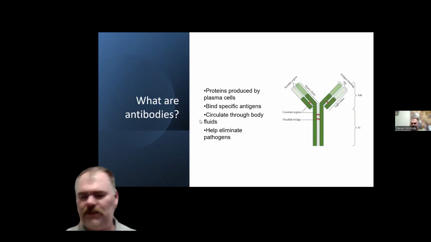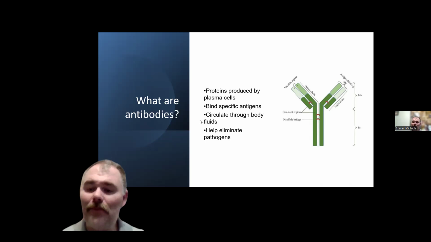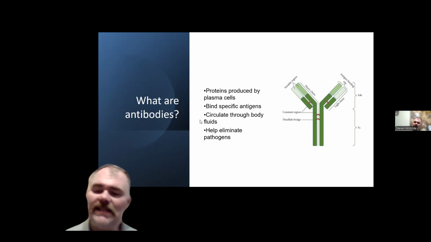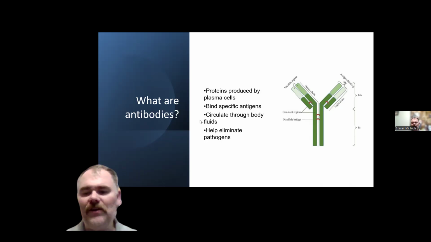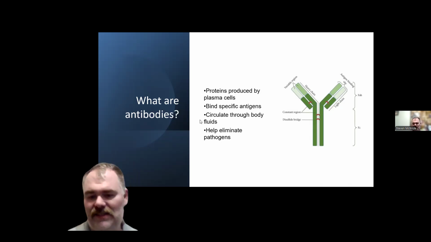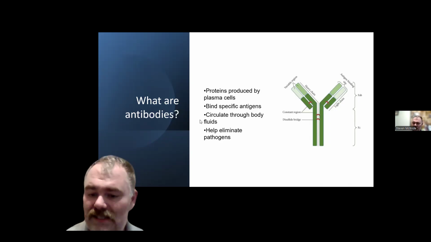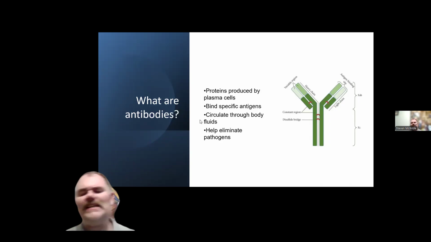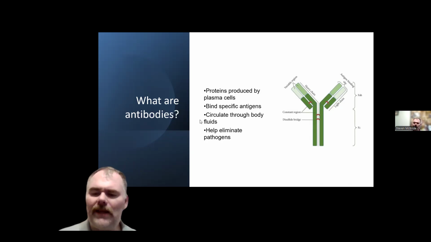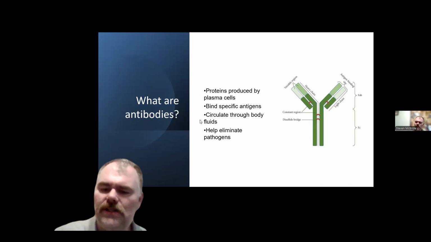Antibodies are proteins produced by plasma cells. Each antibody is highly specific and binds only to antigens that match its binding site. Once secreted, antibodies circulate throughout the bloodstream, lymphatic system, and other body fluids where they can encounter pathogens. Importantly, antibodies do not usually kill pathogens directly. Instead, they mark pathogens for destruction or interfere with their ability to infect the host cells. You can think of antibodies as highly specific targeting molecules that help direct other components of the immune system towards the correct targets.